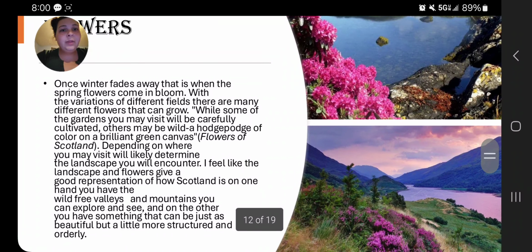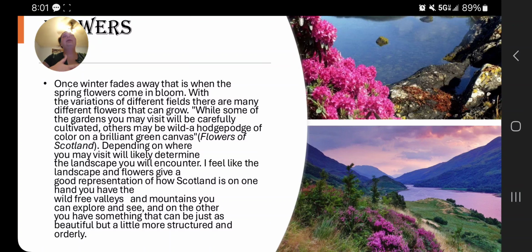And flowers. Once winter fades away, that is when the spring flowers come in bloom. With the variations of different fields, there are many different flowers that can grow. While some of the gardens you may visit will be carefully cultivated, others may be wild and a hodgepodge of color and brilliant green canvases. So, really, depending on where you go, whether you decide to travel to the countryside of Scotland, you could see these big, large fields that are in bloom. It has so much greenery, it has different variations of flowers, whether they be pink, purple, blue, yellow. I mean, it could just be wild.